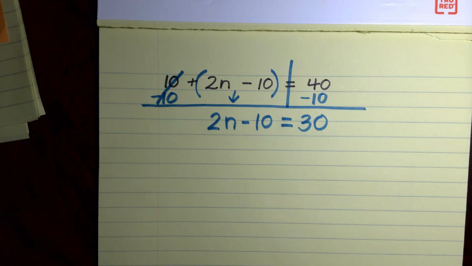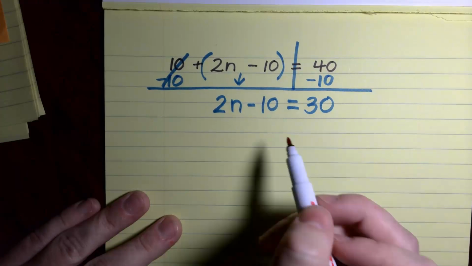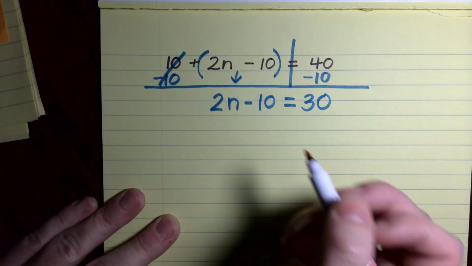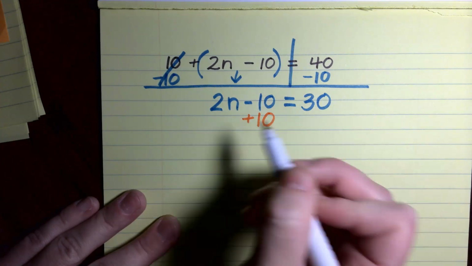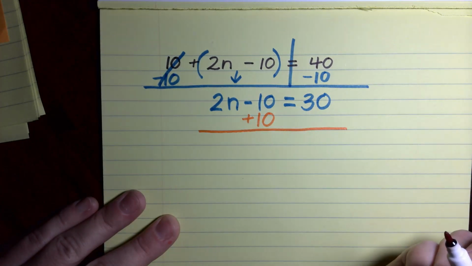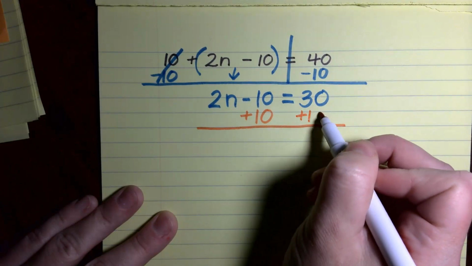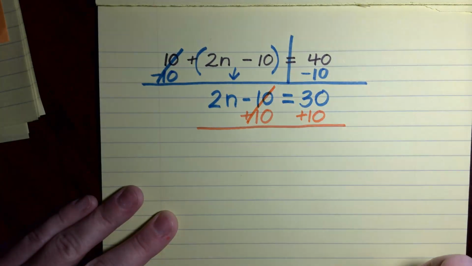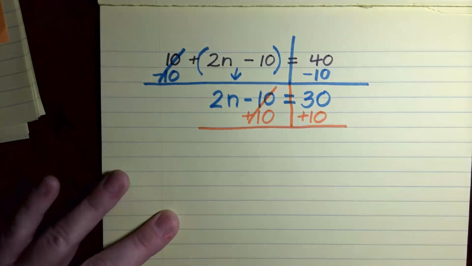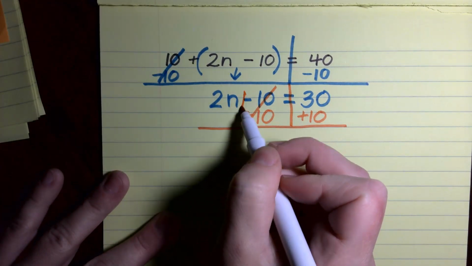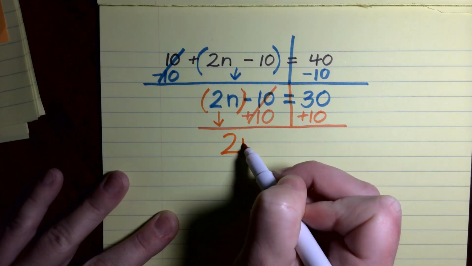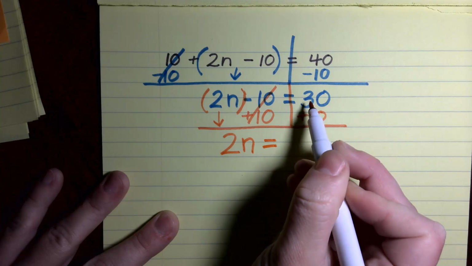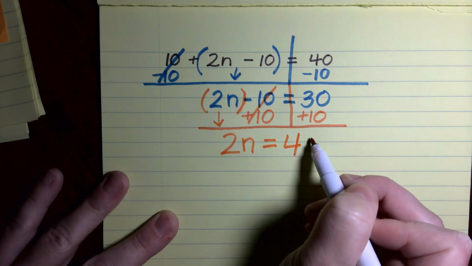I have 2n minus 10 equals 30. What do I need to do here? Add 10. I want to get rid of this minus 10 before I can mess with any division or multiplication. Where else do I add 10? Under the 30. Good. So my 10s will cancel. There's that line again. I'm going to get only 2n left over here, so I'll bring that down. So I have 2 times n equals 30 plus 10 is 40.